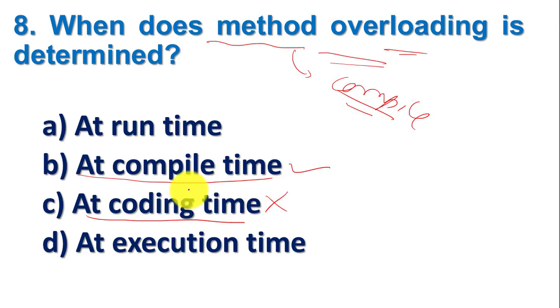Then only this overloading polymorphism would take place. Runtime, no, it's a dynamic, it's a method overriding polymorphism which takes place at runtime. Execution time is similar to runtime, so that is also not a right answer. So B would be the right answer.